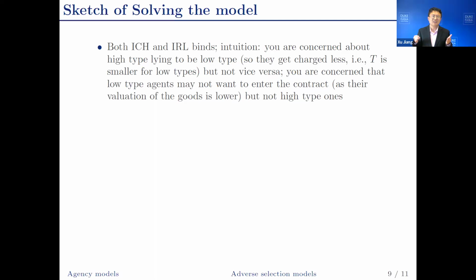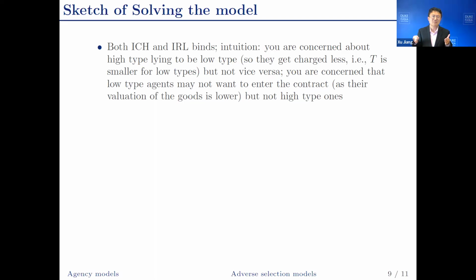You're more concerned about the high type lying to be the low type, because when you're designing contracts, as you're going to see, if somebody claims to be high type, you're going to sell that person more and charge that person more. So you're concerned about the high type lying to be the low type, so they would be charged less. But you're not concerned otherwise.